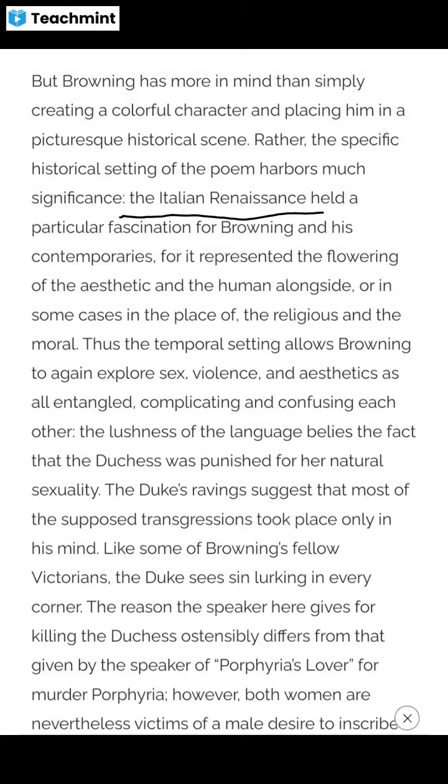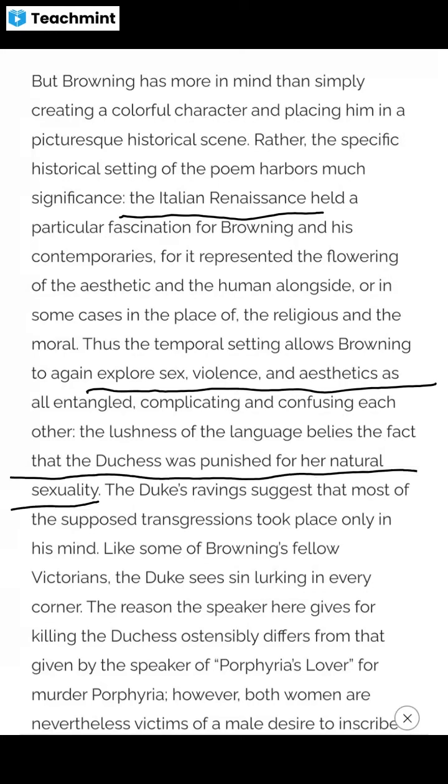The subject matter here is sex, violence and aesthetics as entangled, complicating and confusing each other. The lushness of the language belies the fact that the Duchess was punished for her natural sexuality. It's a very, very important point. Why was the Duchess punished? The Duchess was punished for her natural sexuality. It's another important point. And what was her natural sexuality?